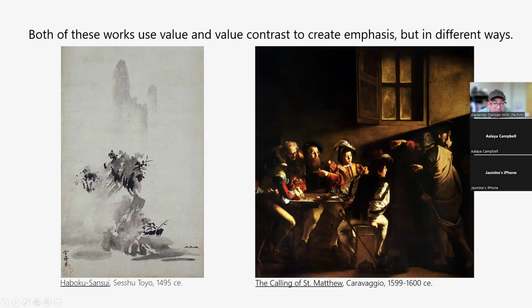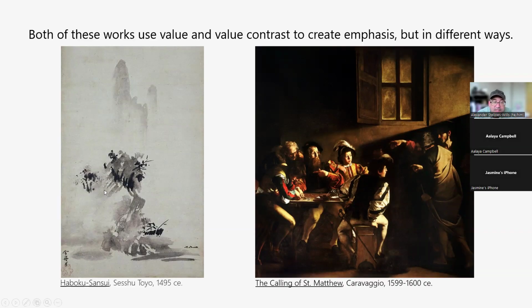Whereas in the Sesshu Toyo ink wash, it's really the opposite, right? The overall space is so very light and low contrast, just hints at the fact that we're in a landscape space. It's creating the illusion that we're looking at some sort of misty day. And then this rock outcropping with a little bit of trees and stuff on it just stands out because it has so much more value contrast. It has so many more darker values.